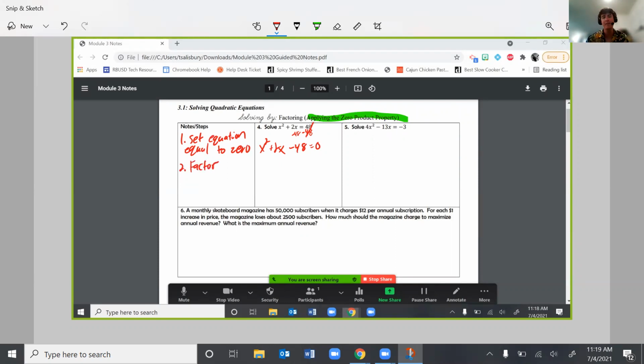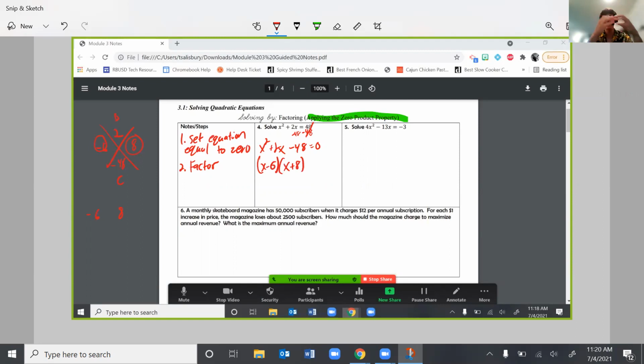Factor. For number 4, we're going to be using what we call the magic x. The magic x works like this: I'm finding two numbers that add up to b, which in this case is 2, and multiply to c, which is negative 48. Playing around with some of these, I'm thinking, okay, maybe 6 times 8 is 48. I need the sum to be a positive 2, so I'll say negative 6 times 8, because when I add those together they add up to positive 2, and multiplying makes negative 48. So we end up with x minus 6 and x plus 8.